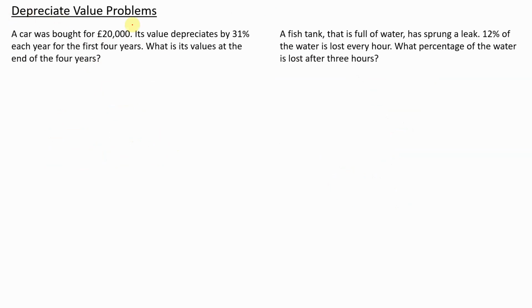And let's have a look at these depreciating value problems. What you'll always generally see with compound interest problem solving skills here, not so much simple. And you'll generally see it with things emptying, like a fish tank emptying, or the value of a car or something like that, or a games console that depreciates in value as soon as you buy it. They're not as good second hand. So a car was bought for £20,000, so my start value is £20,000.